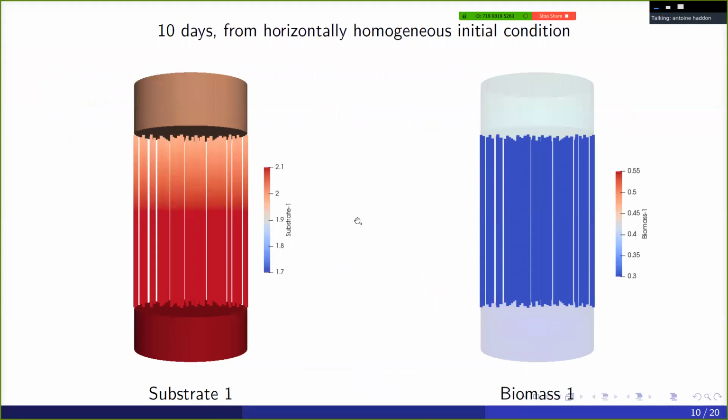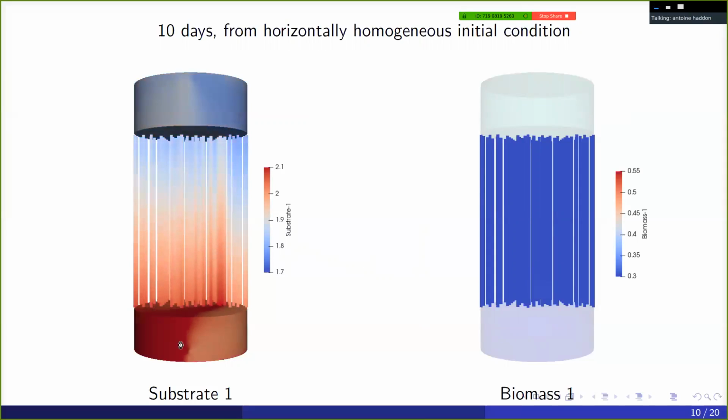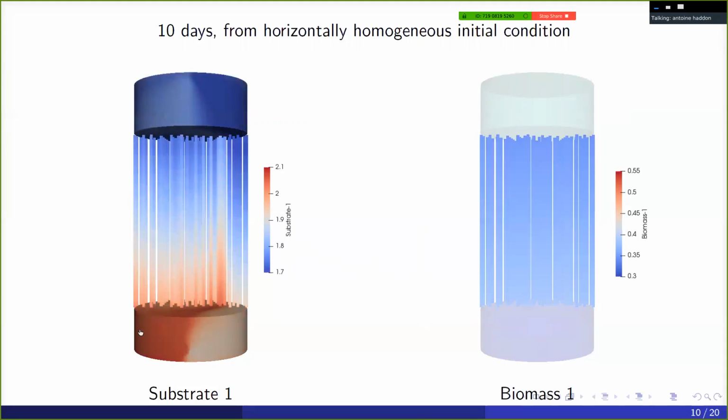Now, what's interesting with this model is that we can actually see that even if we consider an initial condition that is homogeneous in the horizontal direction, we can have some heterogeneities that develop. So this simulation here starts with a very homogeneous situation, and eventually as time goes on, you see that because the mixing system is not perfect, there are some heterogeneities that develop. Okay, and again, these are translated in the biomass that are different.